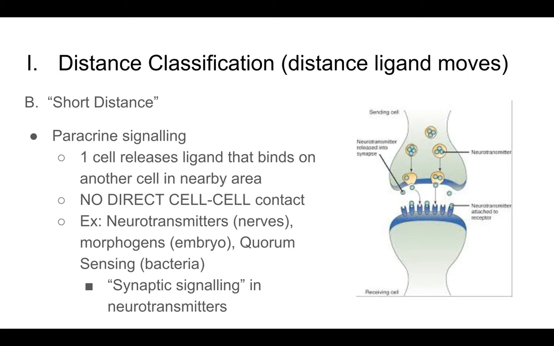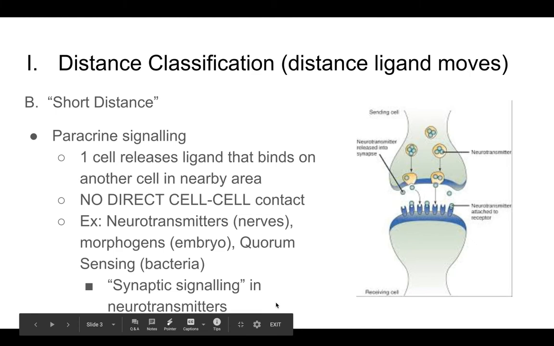It's called synaptic signaling. That is another term for paracrine signaling that happens specifically in, it says neurotransmitters. It should say in neurons. So here's where it gets its name.